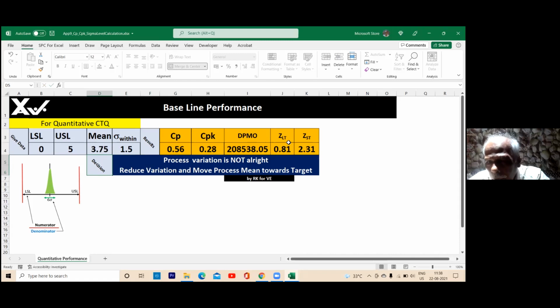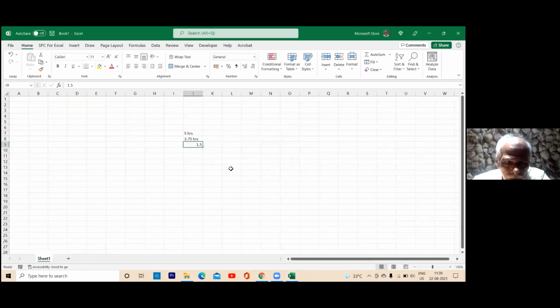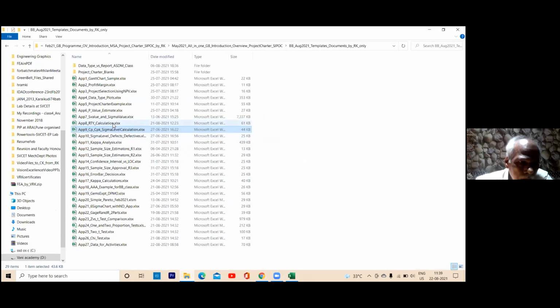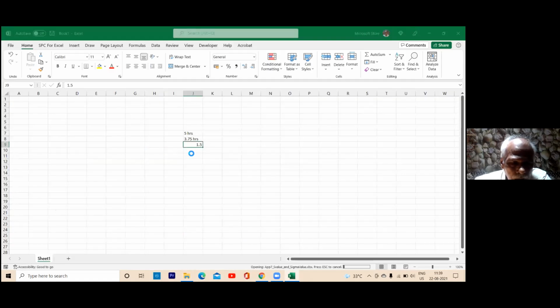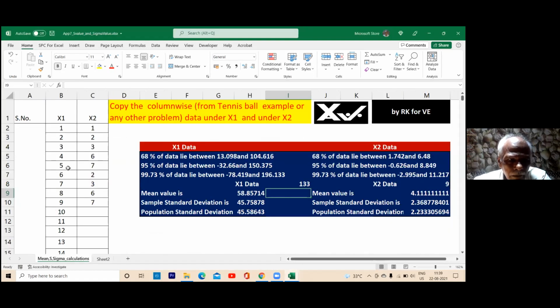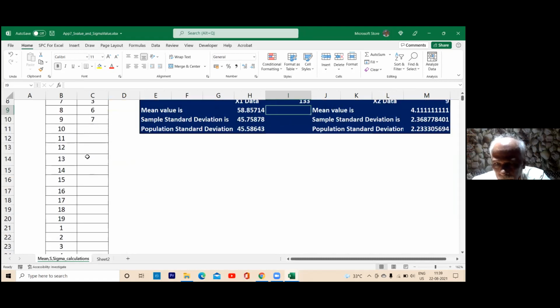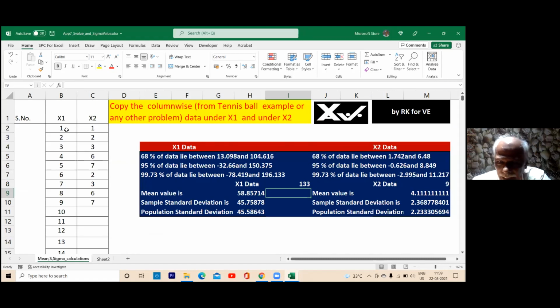I think now I am going to show you something very basic. Given the data, what is standard deviation, sample standard deviation, and population standard deviation? Okay, clear? I think I will just close it. I'll go to that. Don't save. Sample value and sigma value. You can give two datas, right?